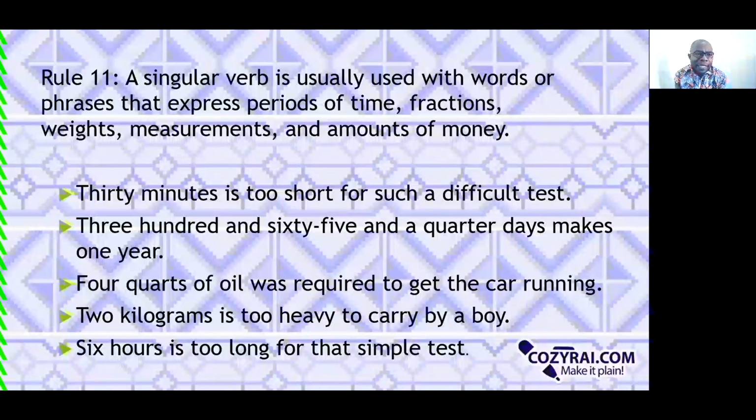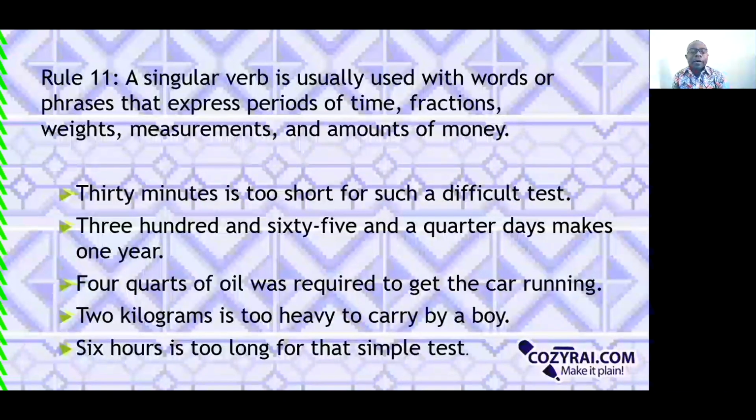Now take note, 30 minutes, of course, is more than one, but the rule says that when expressing time, the verb that goes with that is singular. That's what the rule says, and so we go for it. So 30 minutes is too short for such a difficult test. Example 2 says, 365 and a quarter days makes 1 year. Take note, these are a period of time. 365 and a quarter days, not day, makes 1 year because that's a period of time.